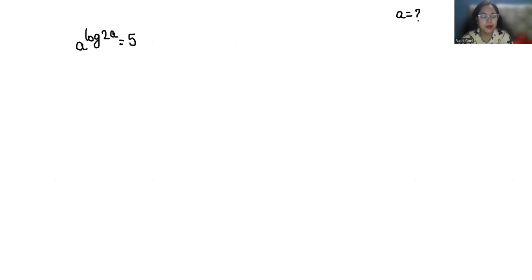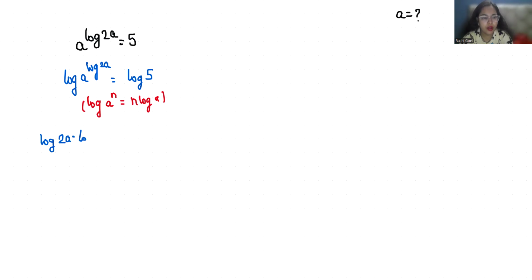So my first step is I am taking log on both sides, so log of a power log 2a is equal to log 5. Now, according to the log rule, log a power n is equal to n log a. So it becomes log 2a times log a is equal to log 5.